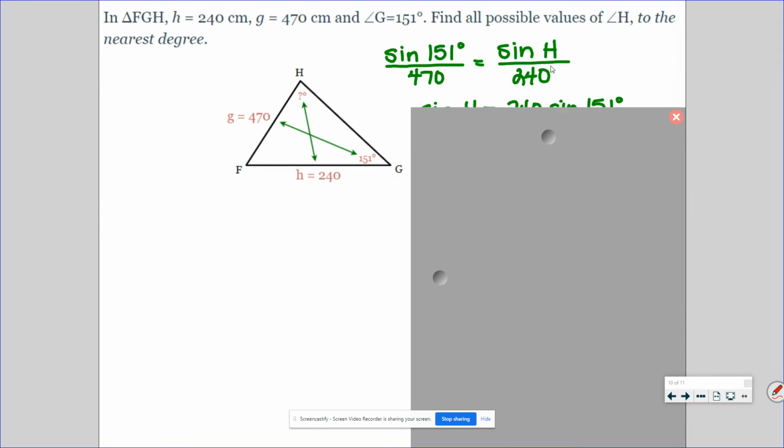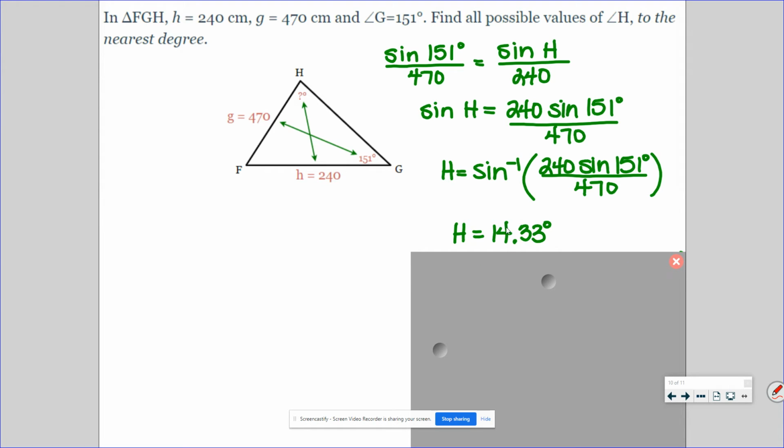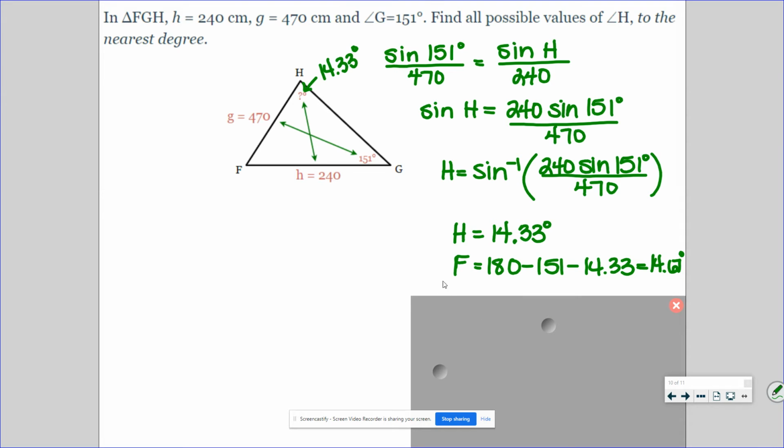Okay, here's another one, setting it up in a similar way. I chose to do sine of G over G, sine of H over H, cross multiply, inverse sine. So all these steps are what we've seen over and over again. And you get H equals 14.33. All right, so we're going to throw that here, 14.33, and we're going to check our work. If I try to check this angle measurement, F, 180 minus 151 minus 14.33, you do get an angle measurement. Therefore, it is possible to draw this triangle with the given information.